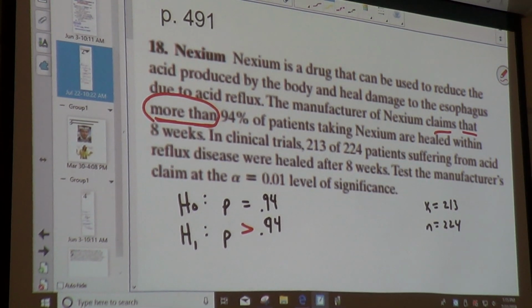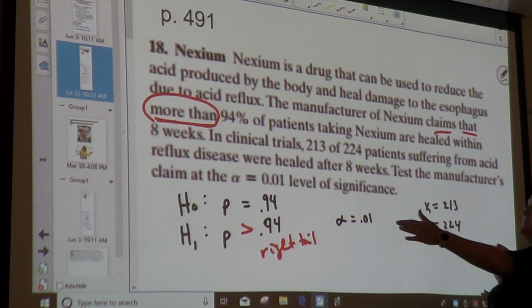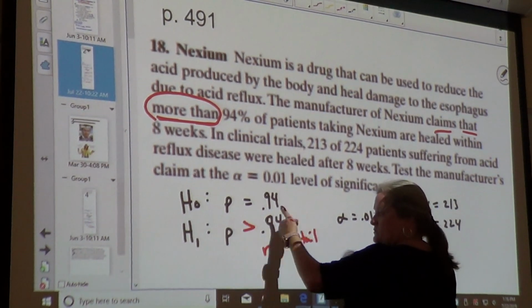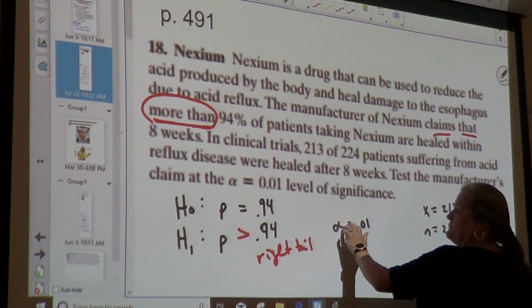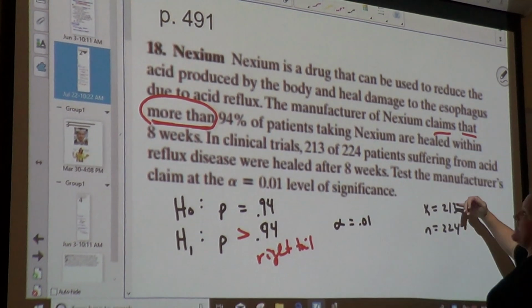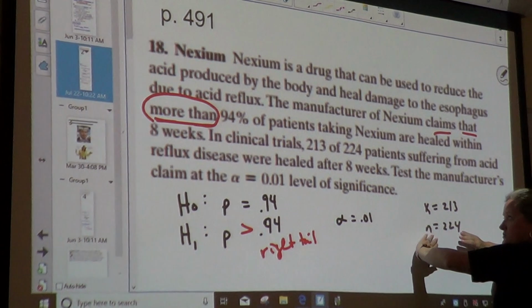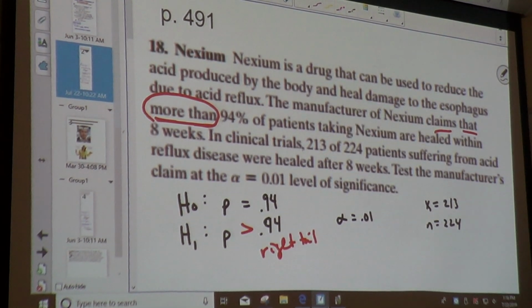Are we good? Is it a left tail, right tail, or two tail? It is a right tail. And they told me that the alpha is 0.01. So I just identified a bunch of stuff. I did the H naught, I did the H1, I told that it was right tail because this was pointing right. They told me the level of significance, which is the alpha, and we know the X and the N, 213 people out of 224 people. We good so far?